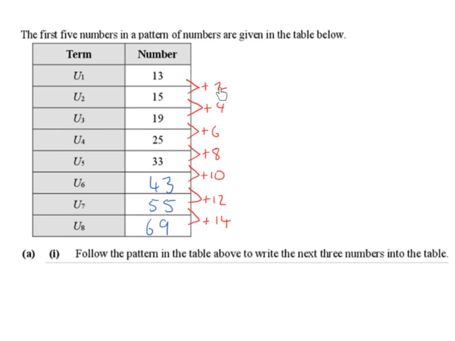So first we added 2, then we added 4, then we added 6, then we added 8. Next we're going to add 10. So 33 plus 10 is 43. Then we're going to add 12. 43 plus 12 is 55. And then we're going to add 14. 55 plus 14 is 69. So term 6 or U6 is 43. Term 7 or U7 is 55. Term 8 or U8 is 69.